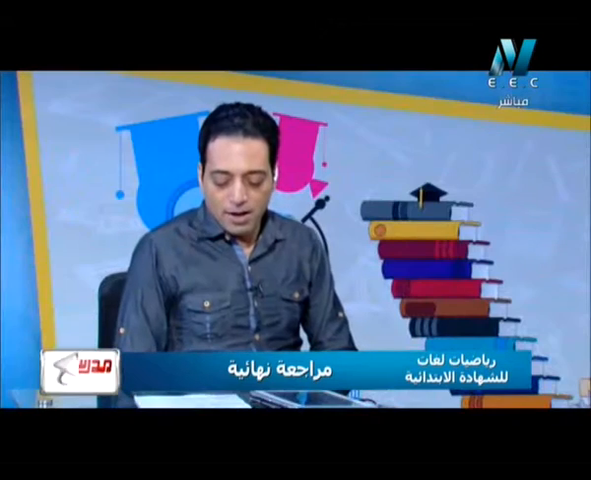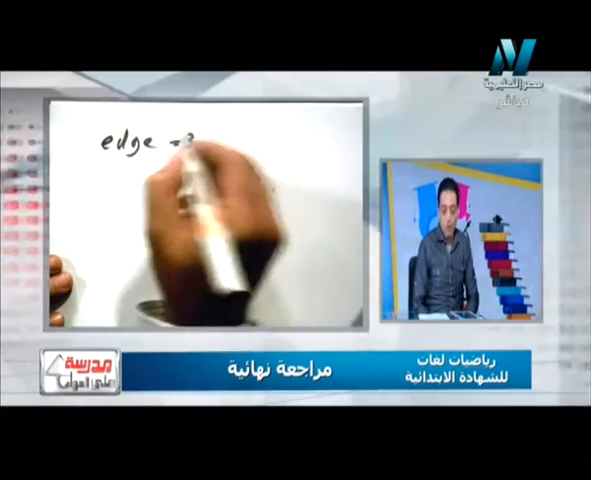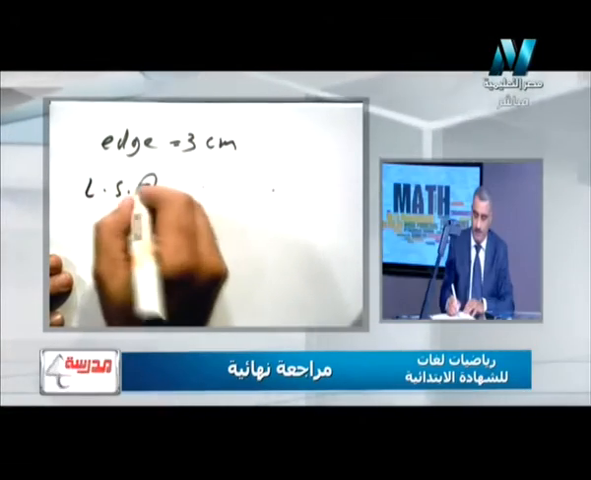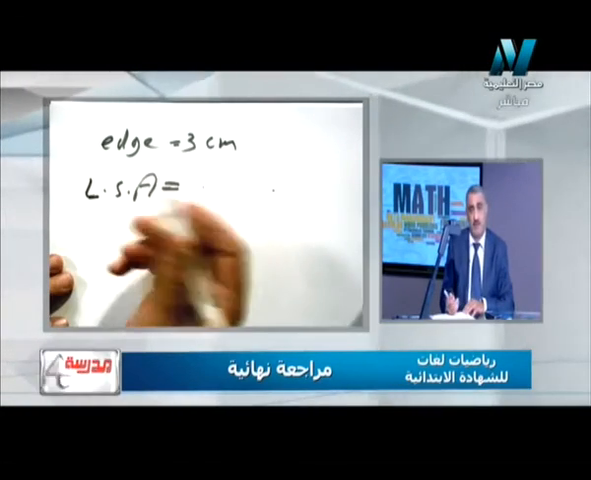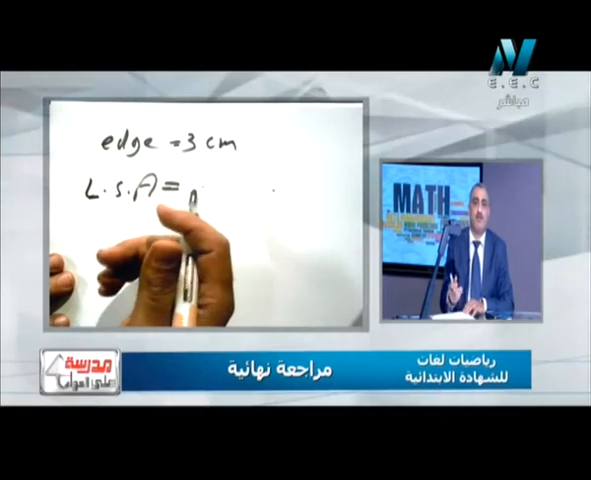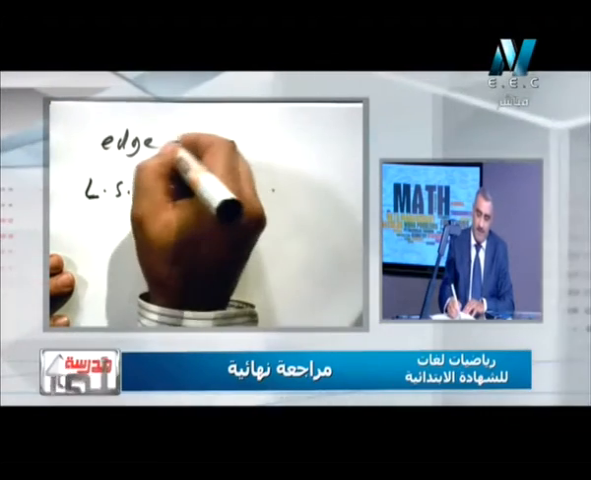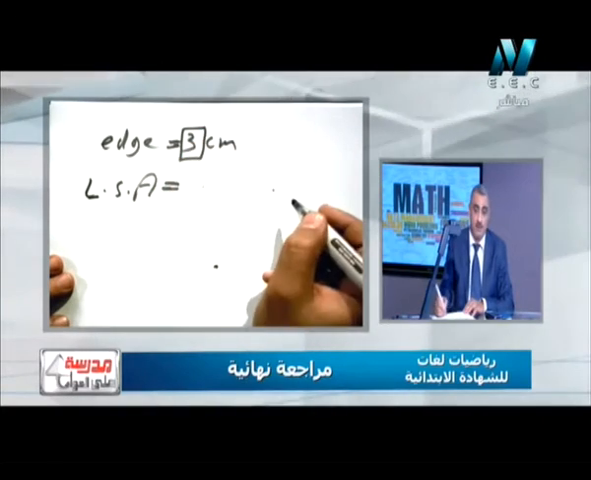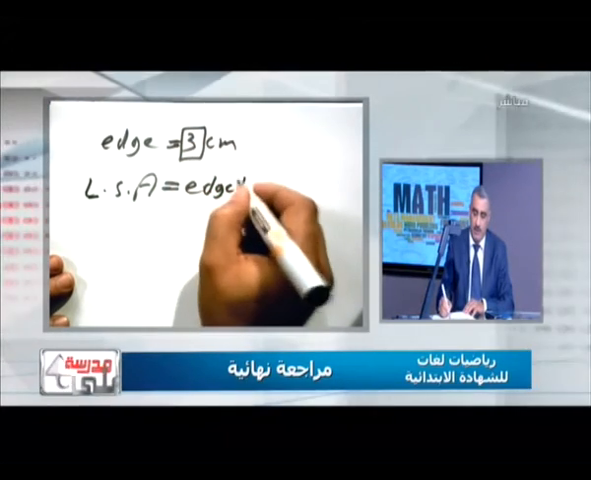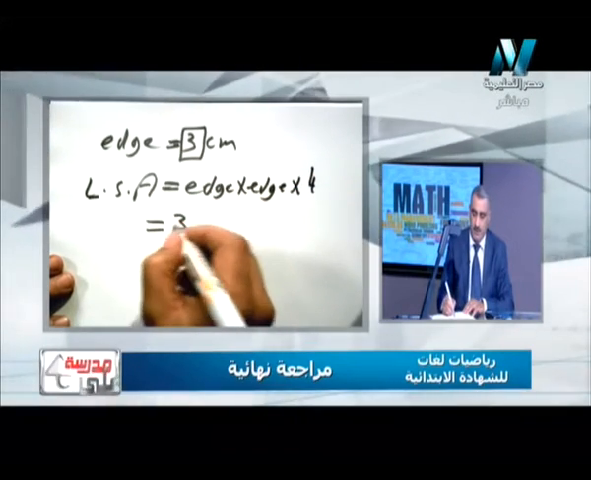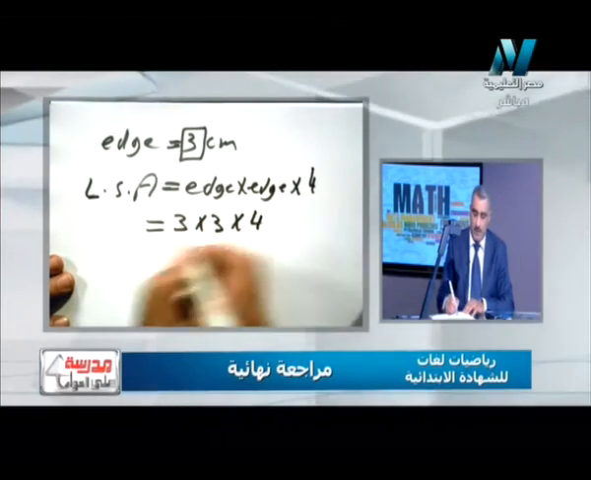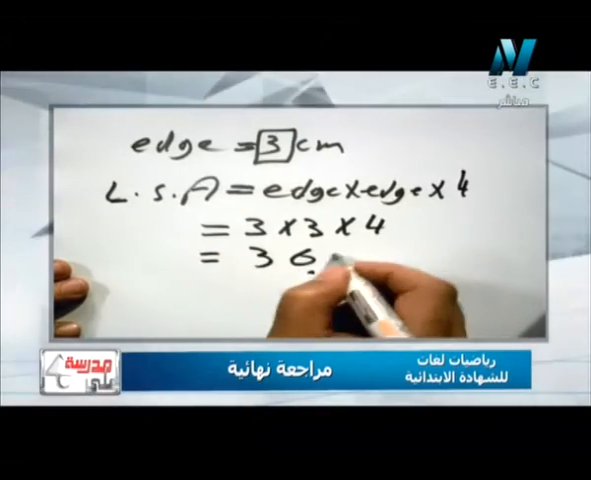If the edge length of a cube is 3 centimeters, then its LSA equals? Yes, lateral surface area. How can we find the lateral surface area, my dear students? Lateral surface area of a cube equals edge times edge times 4. We have the edge length, so just substitute. The edge equals 3 centimeters: 3 times 3 is 9, times 4 is 36 square centimeters.